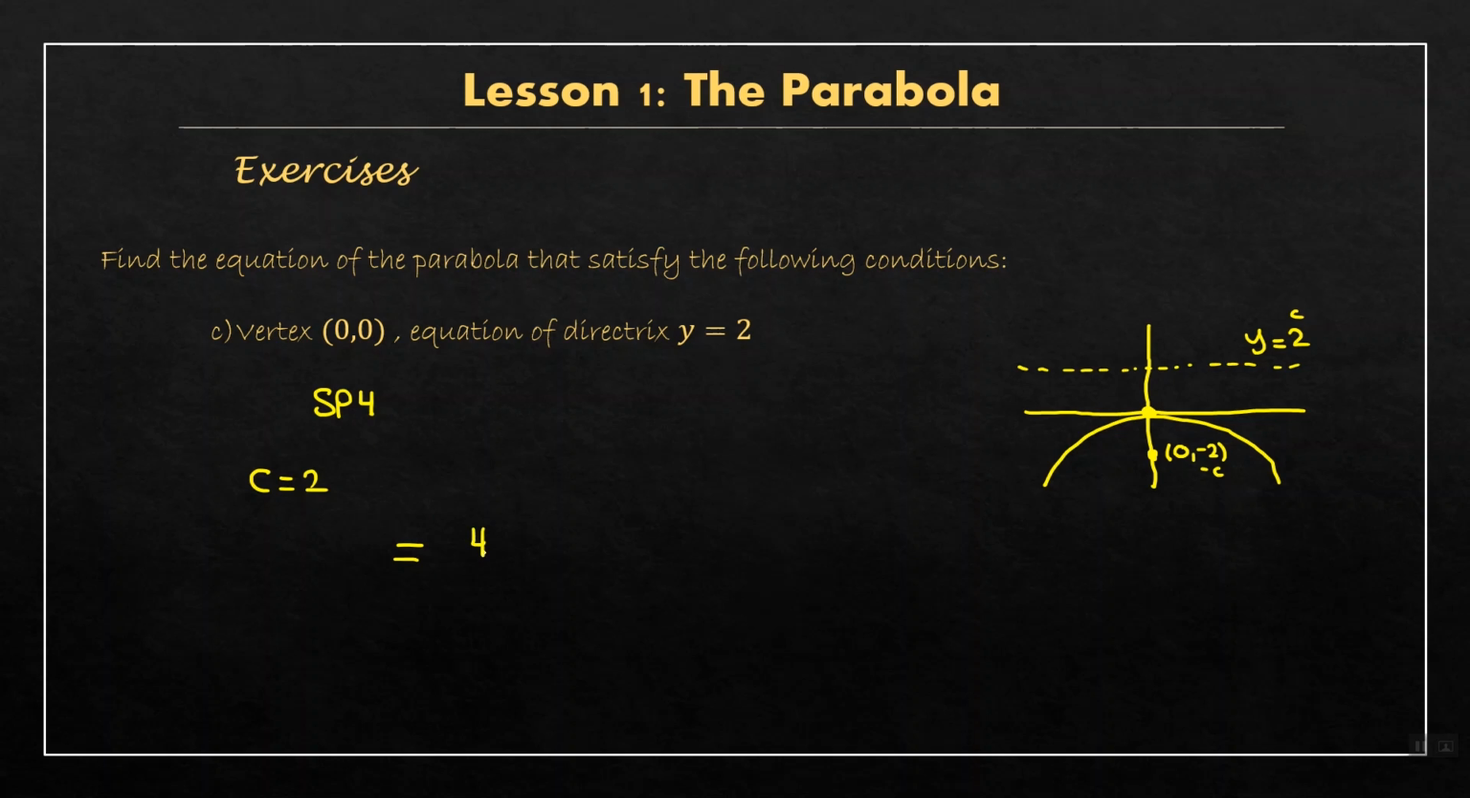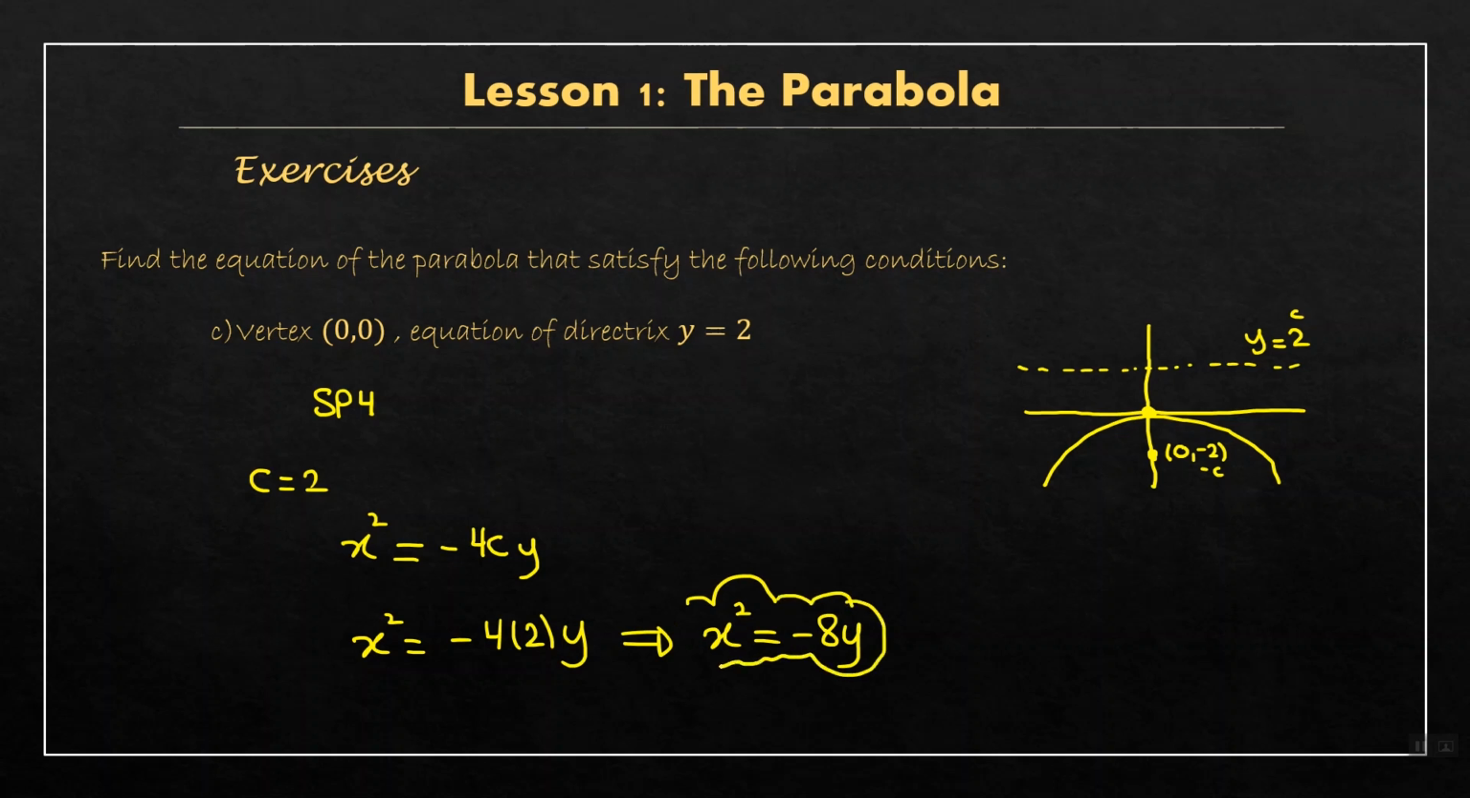I'm going to multiply 4 by c. And because the focus is on the negative y-axis, I am going to multiply by negative y. And this is going to be x squared. So this is the equation of the parabola in the 4th standard position. So x squared equals minus 4 times 2, y, which means eventually that this is x squared equals minus 8y. This is the equation of the parabola. Okay? I trust that this is quite easy. When parabolas are in standard positions, they're usually easy.